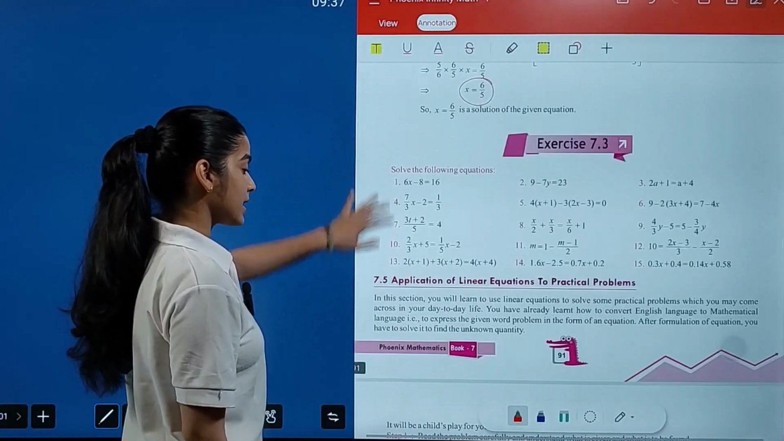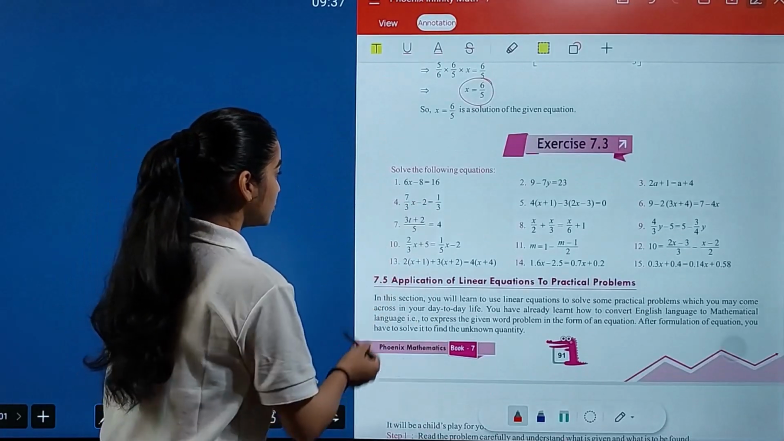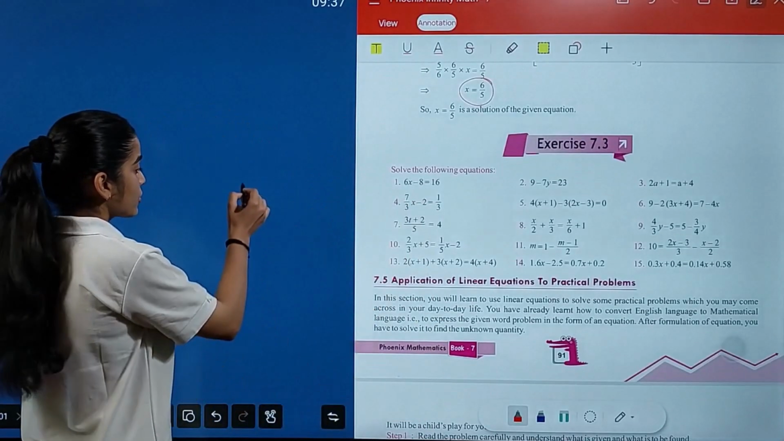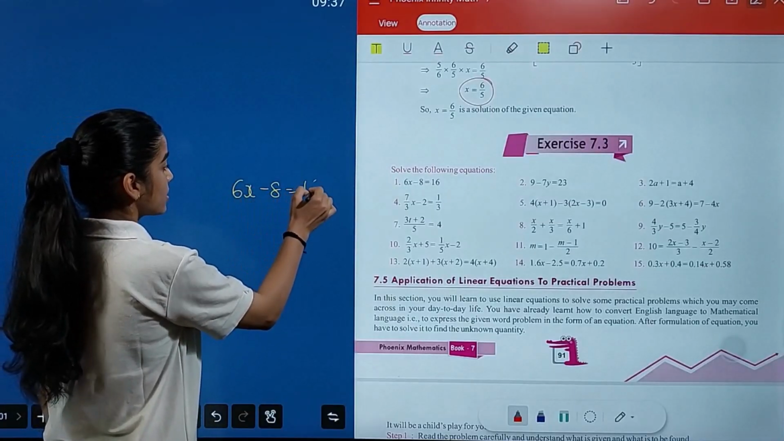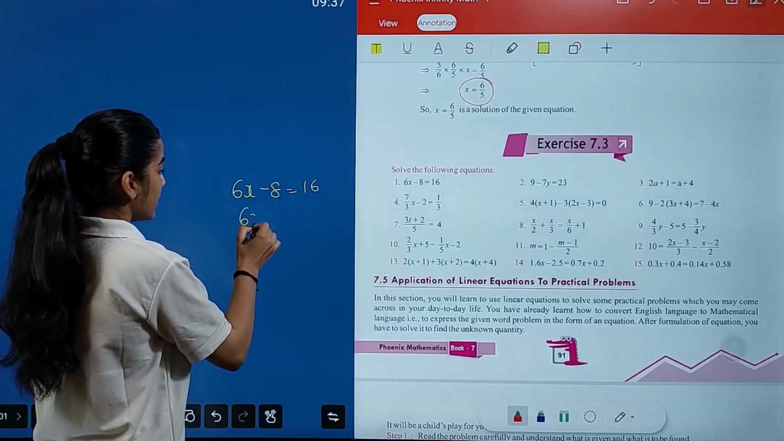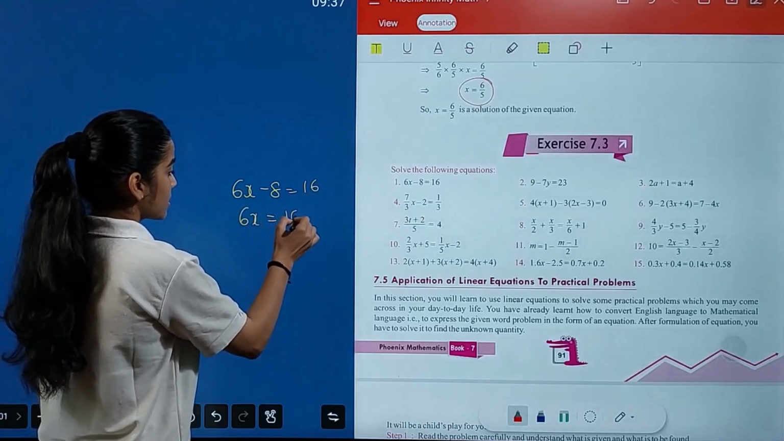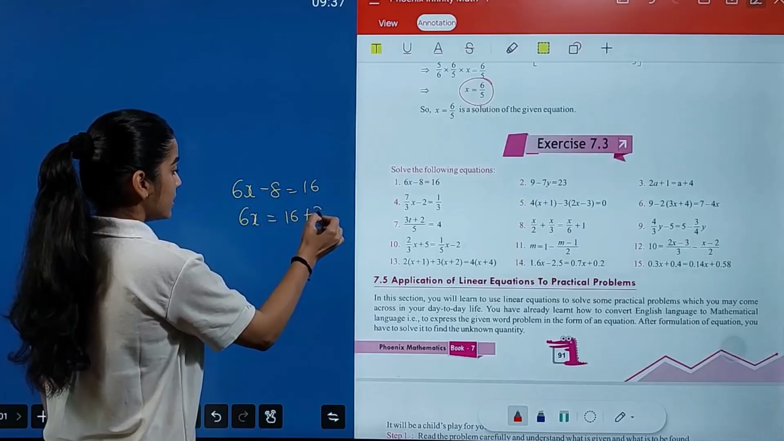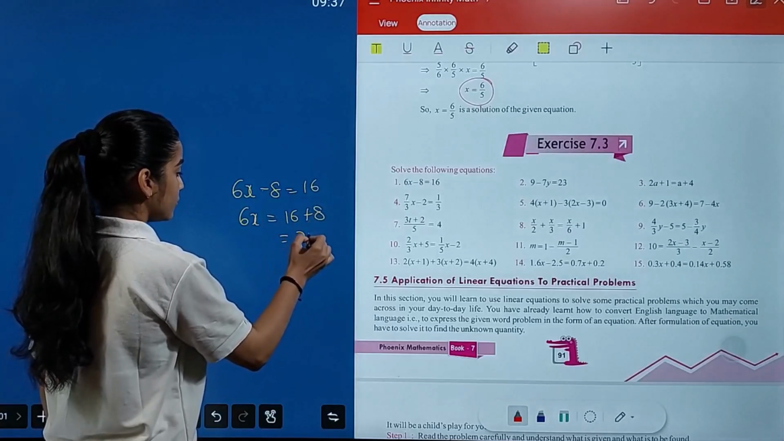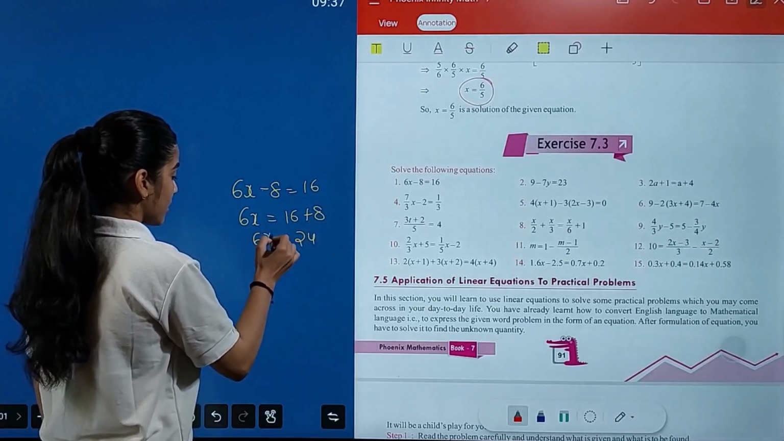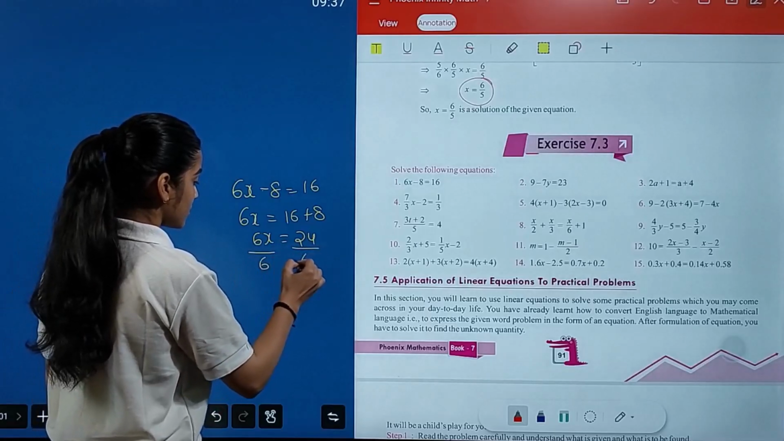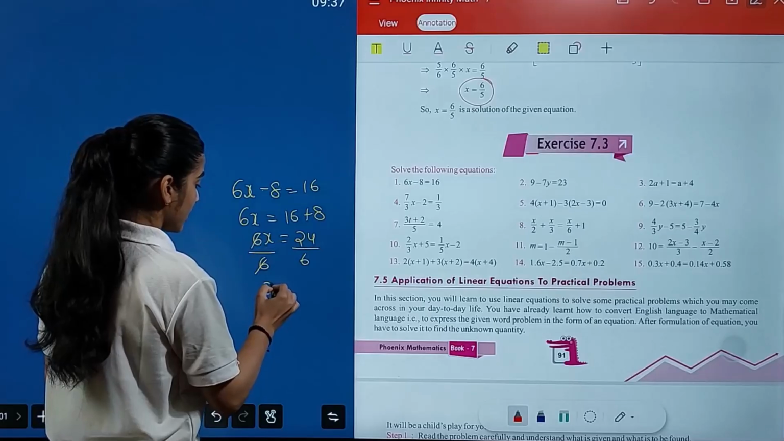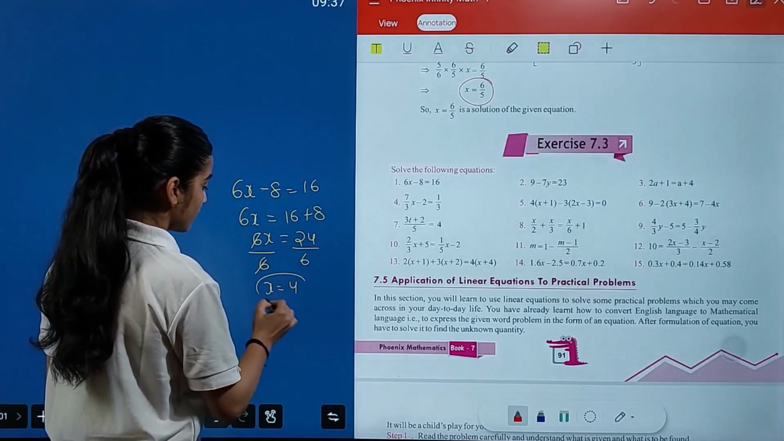Now we have our exercise 7.3. Solve the following equation. 6x minus 8 is equal to 16. So 6x equals 16 plus 8, that is equal to 24. Now we have to divide it. Here we have 6 and here we have 6. 6 cancels out with 6. x is equal to 4.